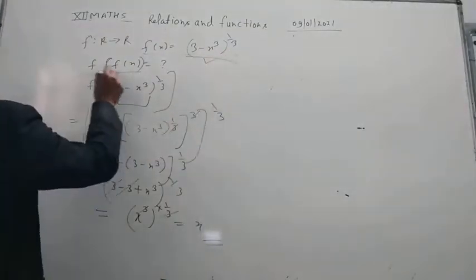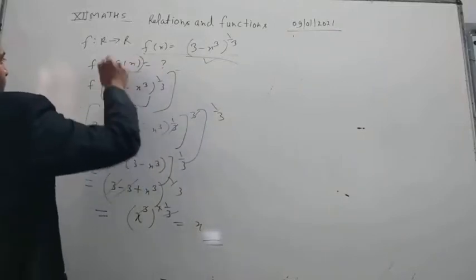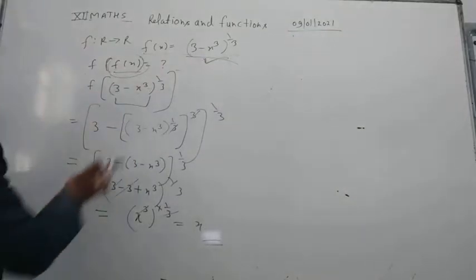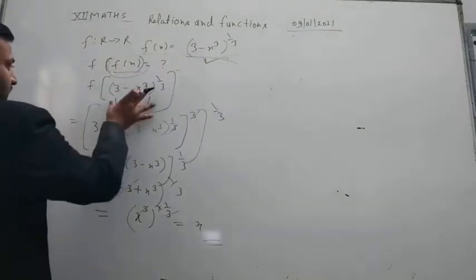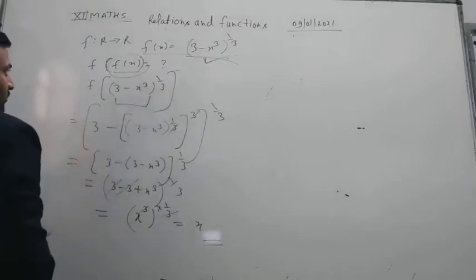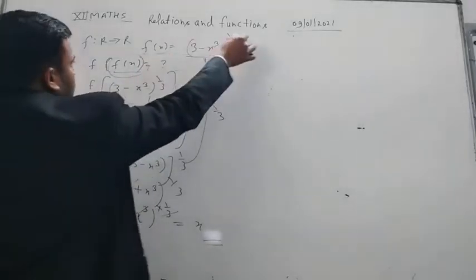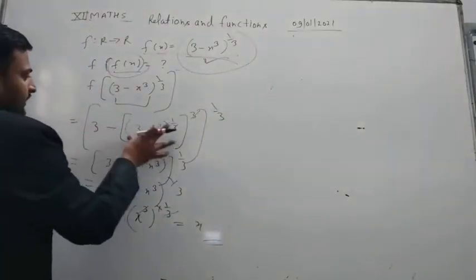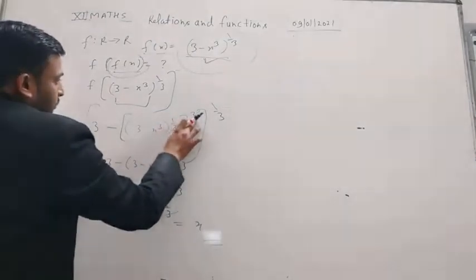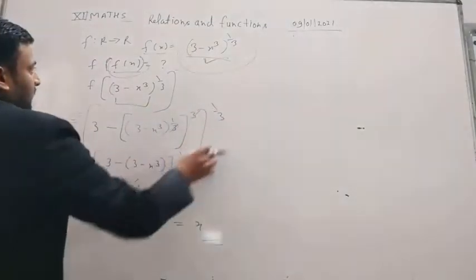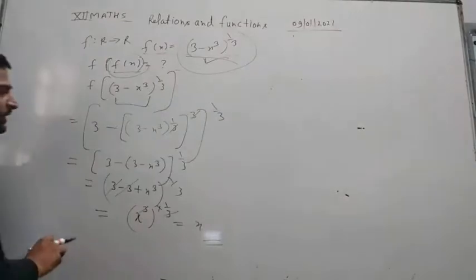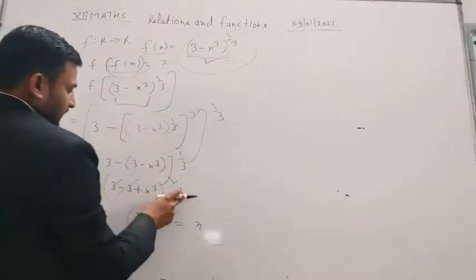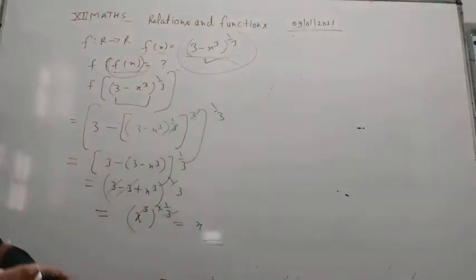Now we have to find out f of f(x). So f of f(x) is (3 minus x cube) to the whole power 1 by 3, because this is f(x), and now in this part x is replaced by f(x). So we write 3 minus (x cube) to the whole power 1 by 3. This part will be cancelled, and the 3 and 3 cancel, and we get our result, which is x.